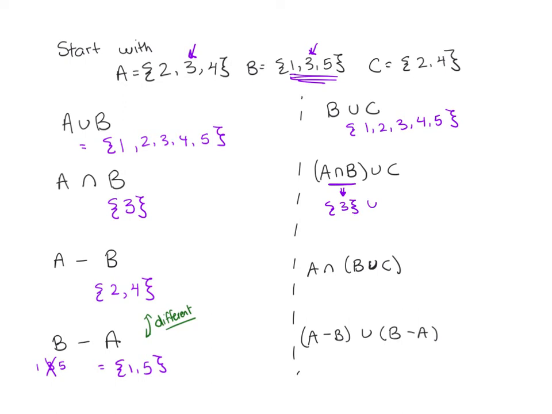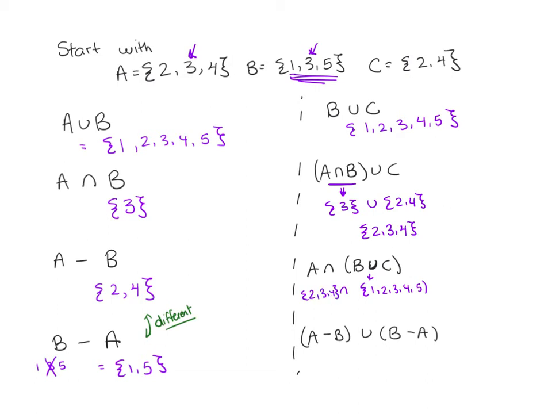And then I'm going to union that with my C, 2 and 4. So I get 2, 3, and 4. Now I'm going to do a similar thing. First, I'm going to do B union C. So B union C is 1, 2, 3, 4, 5. And I'm going to intersect that with A, which is 2, 3, 4.